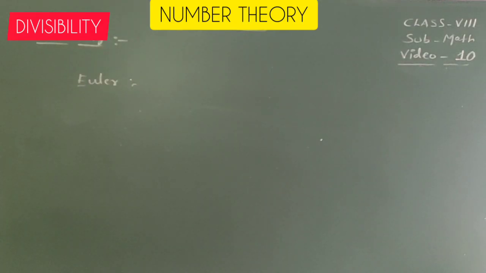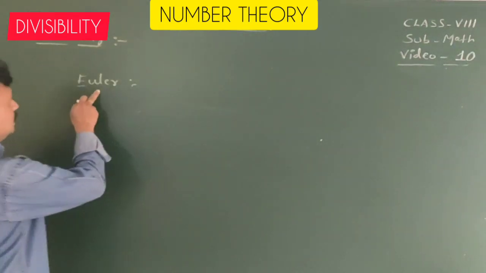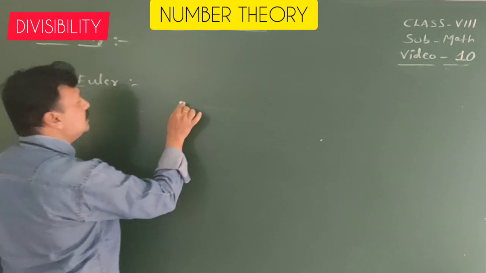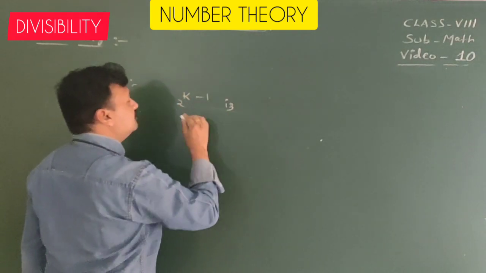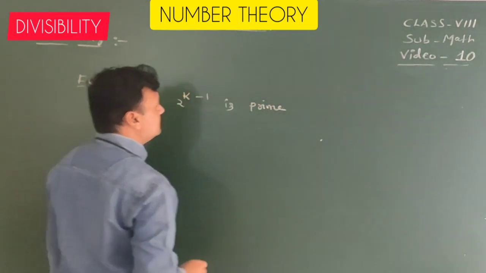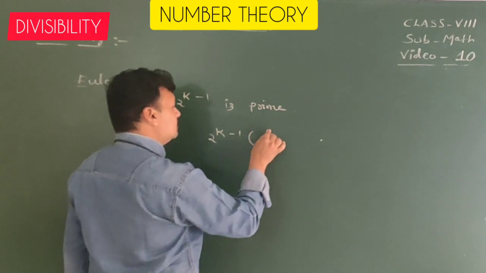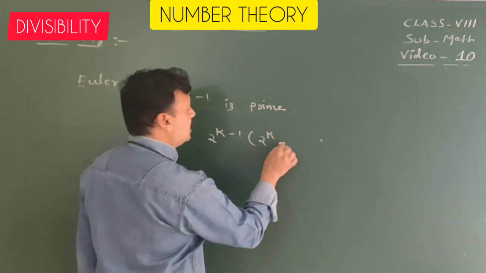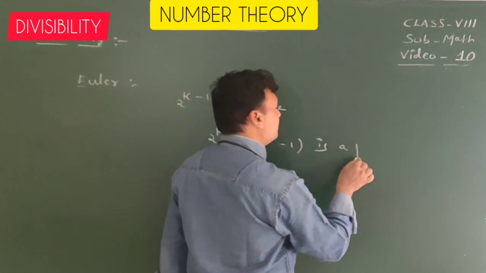Next, Euler proved that if 2 power k minus 1 is a prime, then 2 power k minus 1 times (2 power k minus 1) is a perfect number.